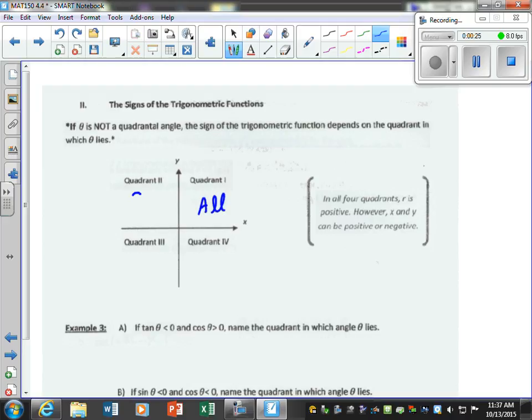Okay, and this one we said all students take calculus was our little reminder. And then that means, let me do it in blue, the sine function and its reciprocal is positive. This is where they're positive. Okay, so then this one's tangent, and which one? Cotangent. Good. So if this one is cosine and secant. Good. So we remember this by all students take calculus.